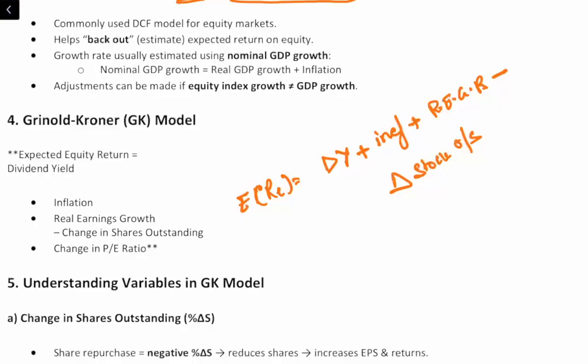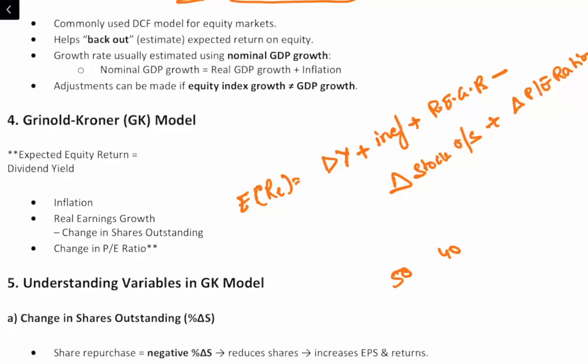Clear? Because earlier my stock outstanding was 50 but now it's 40, so the change in stock outstanding is 10. Okay, plus the change in PE ratio. My PE ratio is also changing, price per earning. Clear? So with the help of this information I will calculate the expected return of the equity.